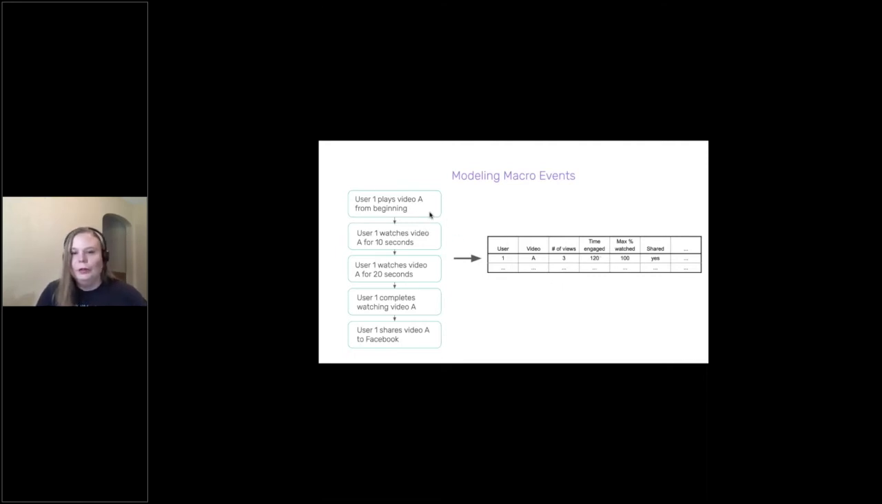So we have user one that plays video A from the beginning. They watch 10 seconds of it, pause, maybe do something else. Then they watch the same video for another 20 seconds, pause, do something else. Then they complete watching the video, and after they've seen everything, they decide to share it on Facebook. If we model that data, here on the right we see the user, the video, the number of views, time engaged, the percentage they watched, and whether they shared it or not. And there's much more we can add after that.